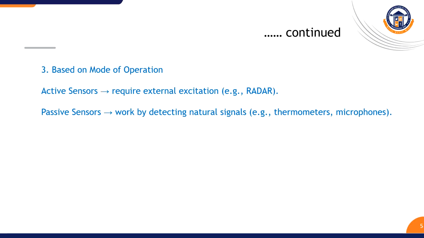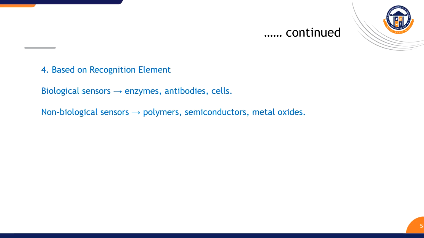Based on the mode of operation, there are active sensors and passive sensors. The active sensors require an external excitation. Radar is a very good example for this. Passive sensors work by detecting natural signals. Thermometers and microphones are examples for this.